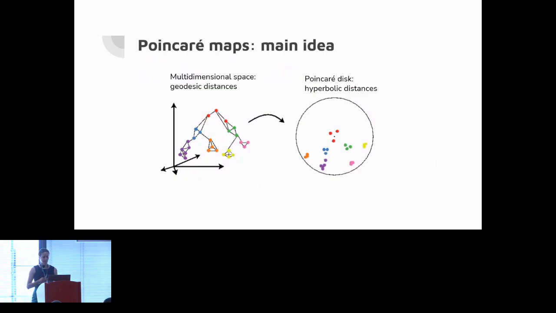So what's the idea behind the Poincaré maps? The idea is that we take some points encoded by the features, and we try to approximate the geodesic distances, so the distances on the k-nearest neighbors graph, for example, by the hyperbolic distances, so by the distances in the hyperbolic space.